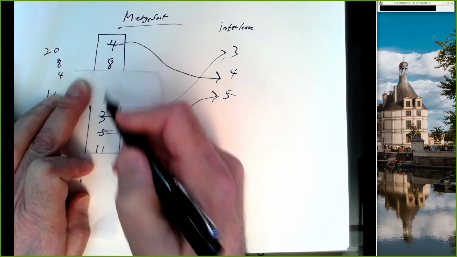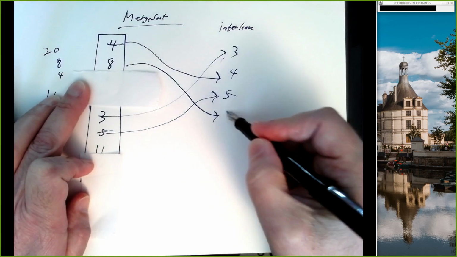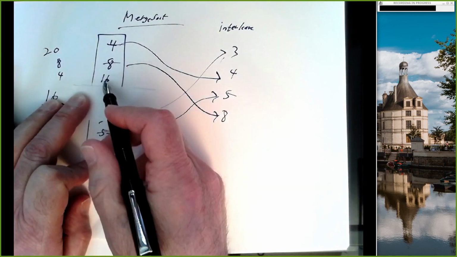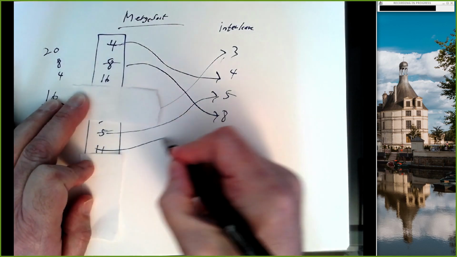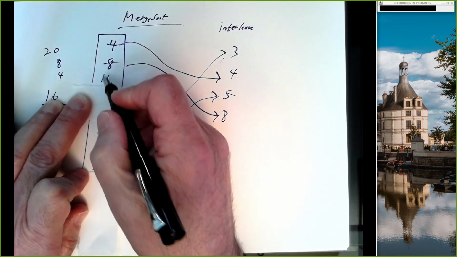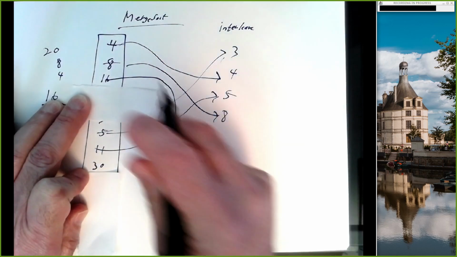And I'm looking at an 8 and an 11, and the 8 is smaller. So the 8 goes in my output, and I move down. Now I'm looking at an 11 and a 16. So I'll put the 11 into my output and move down. Now I'm looking at a 16 and a 30. 16 is smaller. So that goes into my output.